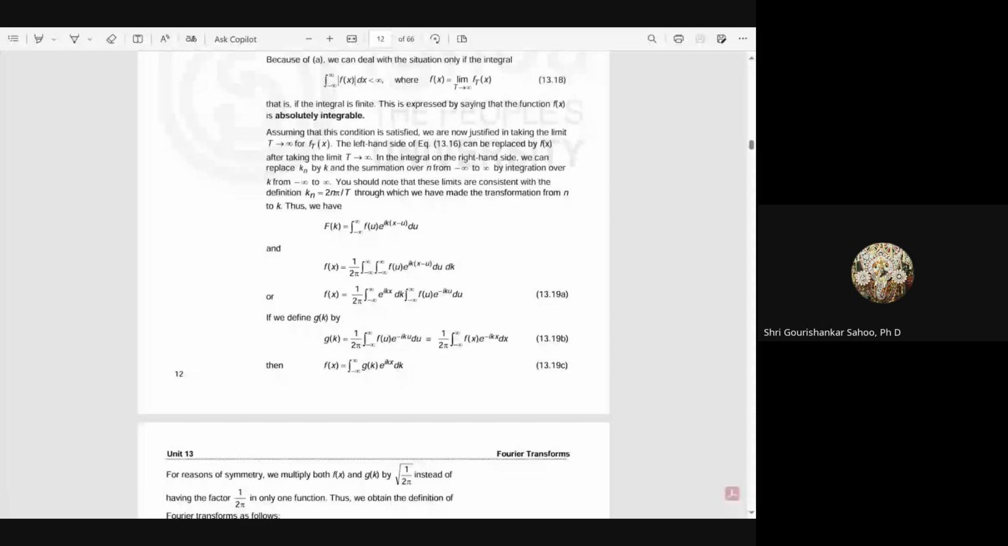So this can be rearranged as f(x) is equal to 1 by 2 pi integration minus infinite to infinite e to the power ikx dk integration minus infinite to infinite f(u) e to the power iku du. So you can define g(k) as 1 by 2 pi integration minus infinite to infinite f(u) e to the power minus iku du, which is nothing but 1 by 2 pi integration minus infinite to infinite f(x) e to the power minus ikx dx. So your f(x) is equal to integration minus infinite to infinite g(k) e to the power ikx dk.